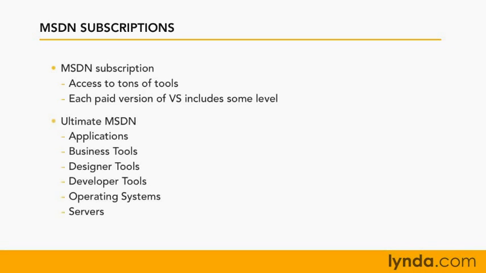When you purchase a version of Visual Studio, you also get an MSDN subscription level. Having MSDN is cool because it gives you access to the software download library. The more you pay, the more software licenses you get. For example, in the Ultimate Edition, you get business software. You can download Office 2010 or Project 2010.